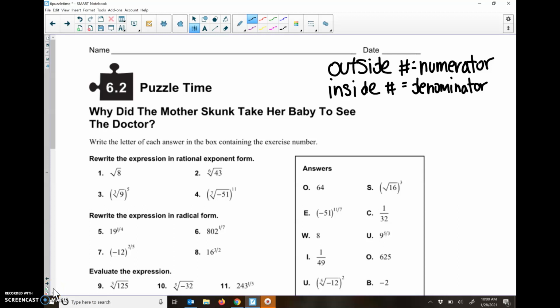So the joke for this one is, why did the mother skunk take her baby to see the doctor?